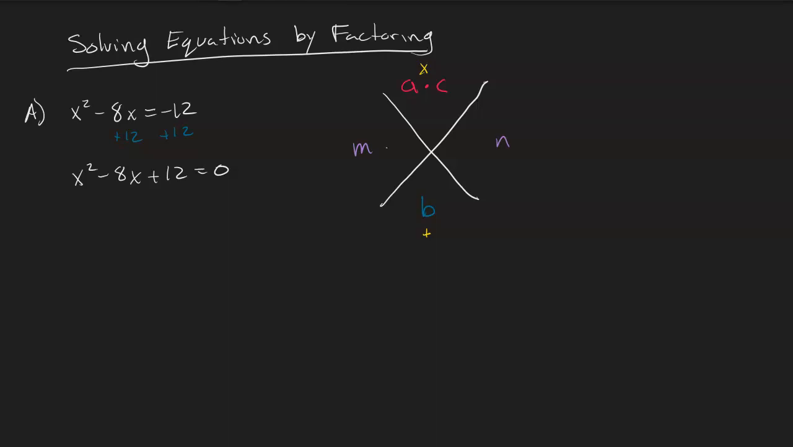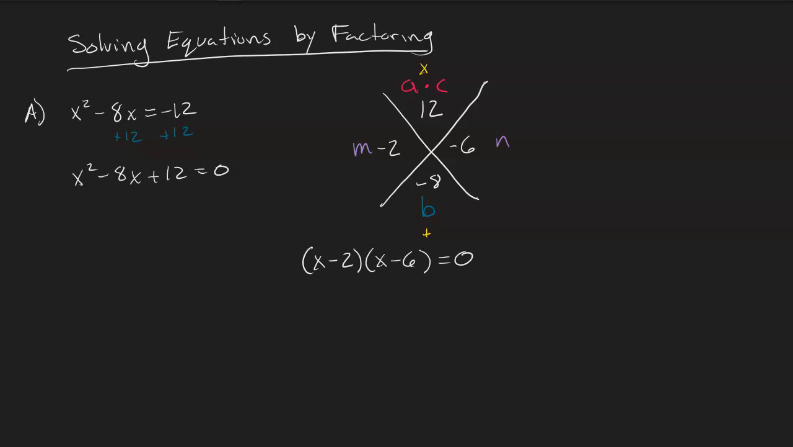Before I go further, I have to fill in my c value. My c value up here is 12. And my b value down here is negative 8. And I know that if I do negative 2 times negative 6, that gives me 12. And when I add negative 2 to negative 6, that gives me negative 8. So with that, I can now write my factors as x minus 2 times the quantity of x minus 6. And I can set that equal to 0.